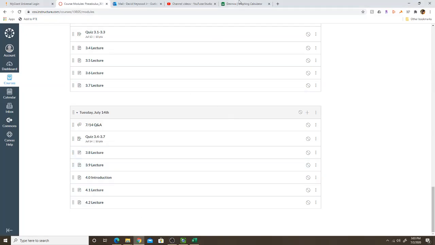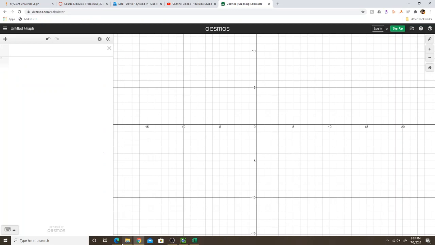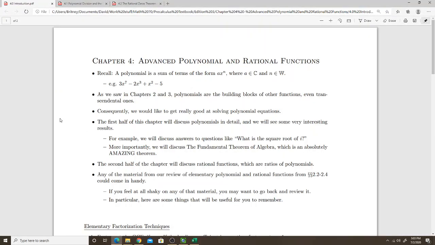All right, so just by way of introduction to chapter 4. In chapter 4 we're going to be talking about polynomial and rational functions, and we already spent some time reviewing what you already knew about these kinds of functions coming into this class back in chapter 2, specifically sections 2.2 through 2.4. So any of the material from those sections is going to be useful coming into chapter 4. And if you feel shaky on any of that stuff, you should go back and review it.